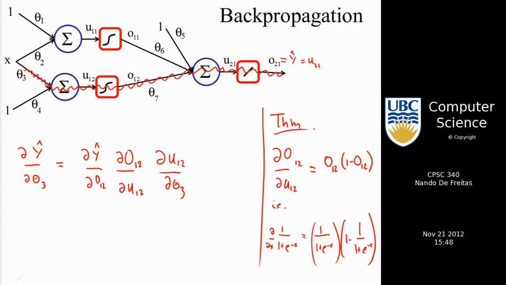I ask this quite often in exams to prove this result. I'm not going to prove it in classes. I suggest you try this out. Okay. So the derivative with respect to U12 is just theta 7. Okay, because y hat is equal to theta 7 times U12 plus theta 6 times U11 plus theta 5.